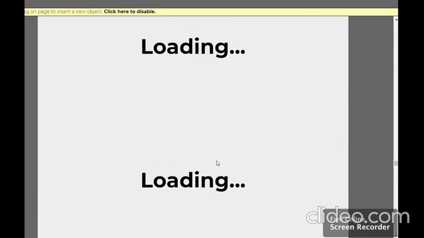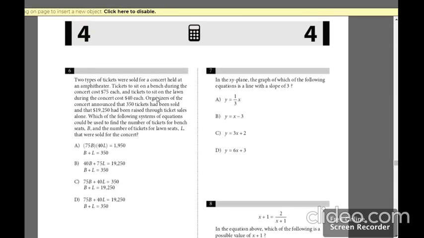Moving on to the next question, question number 6. Two types of tickets were sold for a concert. So two tickets: $75 for bench and lawn, and there is another one which costs $40. So bench and lawn together is approximately 350. This is the clue that we have, and they have raised $19,250 for the tickets, $75 each. So $75 for bench and $40 for lawn, and that is going to be 19,250. If you look at your options quickly, this is your answer.